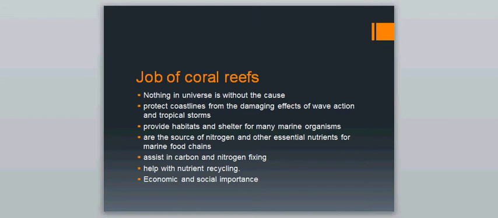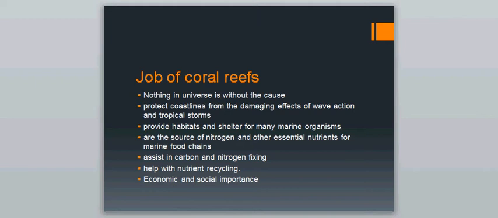Then they provide habitats and shelter for many marine organisms. Like we have seen earlier, about 25% of the total marine life depends upon the coral reefs. It is a huge proportion. Then they are the source of nitrogen and other essential nutrition for the marine food chain. For the marine food chain we need nitrogen as well as carbon dioxide and many other things. So these coral reefs provide these nutrients.